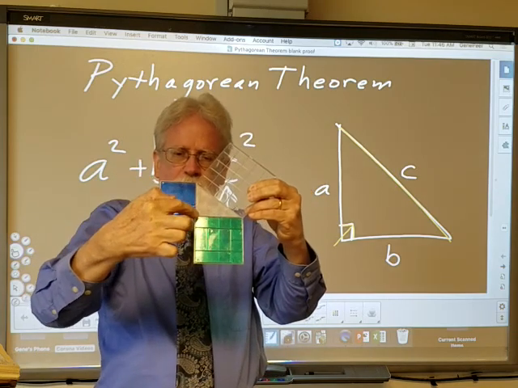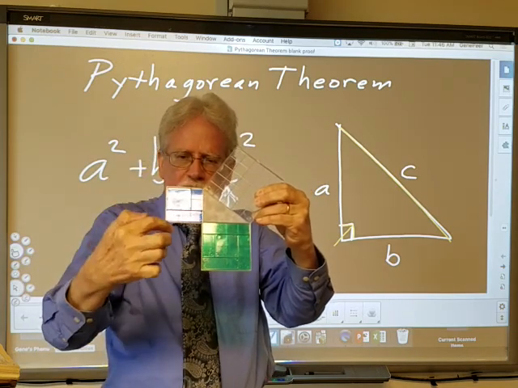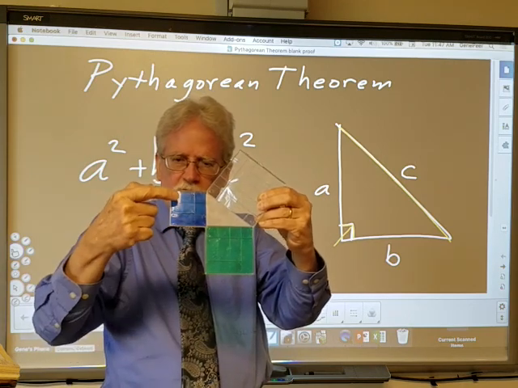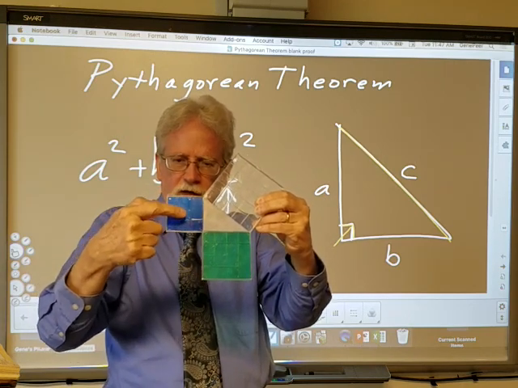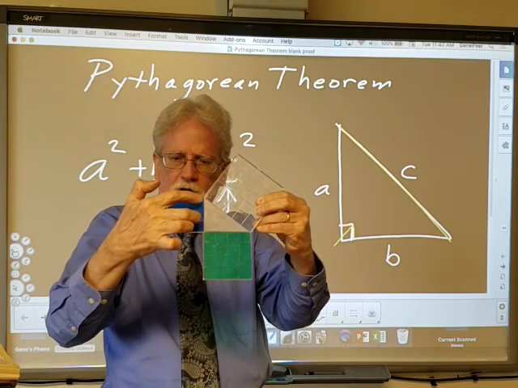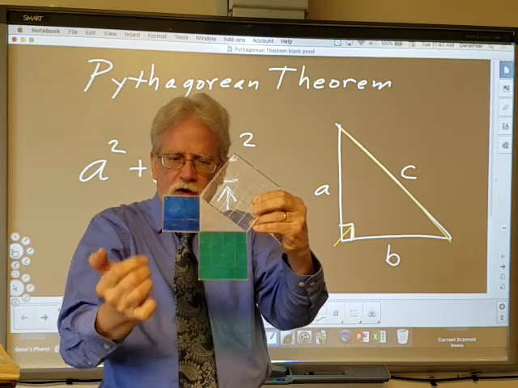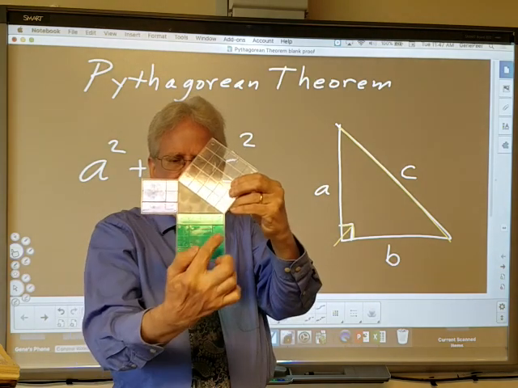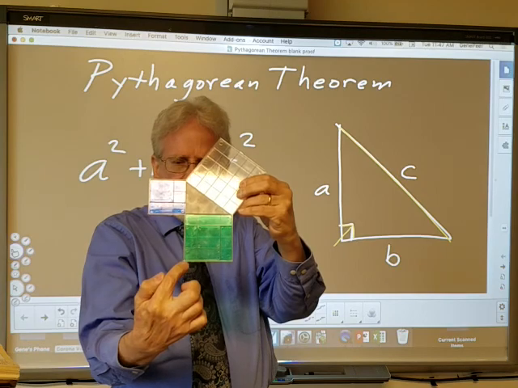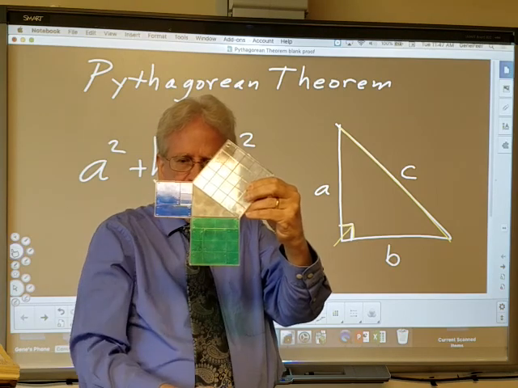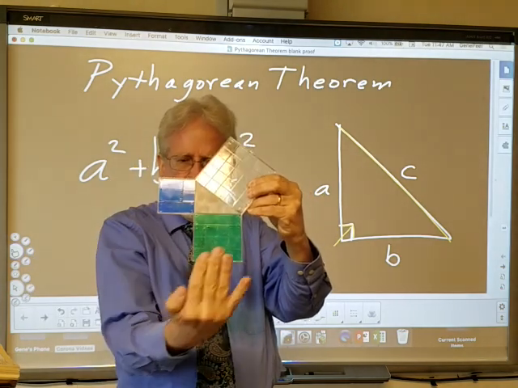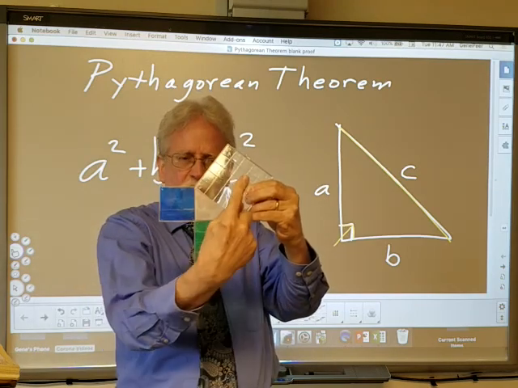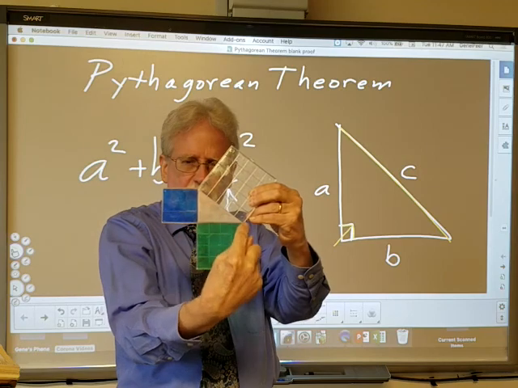If this side has a length of 3 units, then the square on this side, 3 squared, equals, count them, 1, 2, 3, 4, 5, 6, 7, 8, 9. There are 9 squares on this side. This side has a length of 4, and therefore 4 squared means the area here is 16. So this area plus this area, a squared plus b squared is supposed to equal c squared.